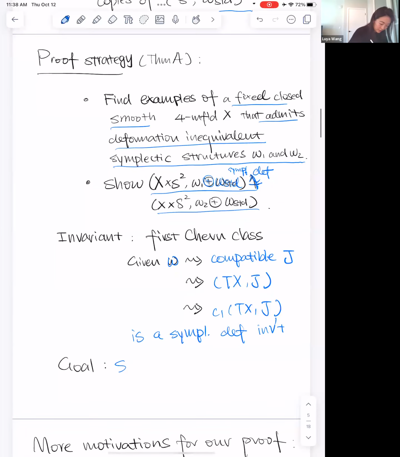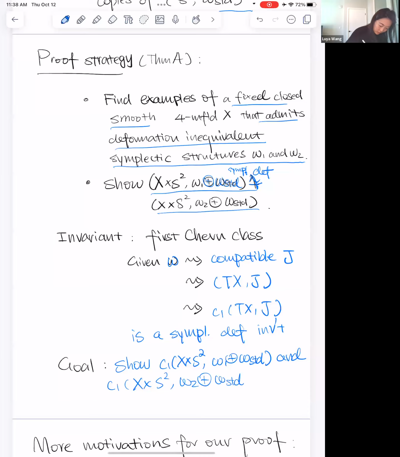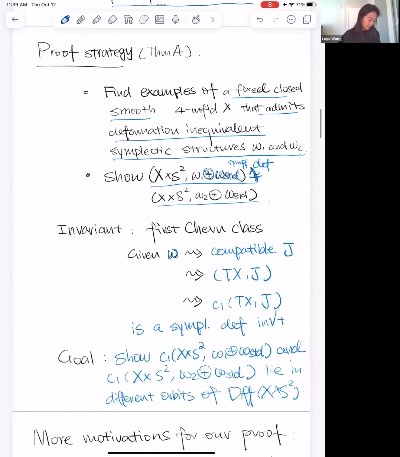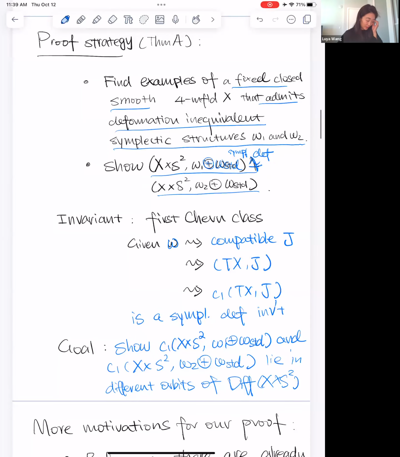Now the goal is to show, it will be sufficient if I can show C1 of X cross S2 with omega 1 stabilized with the standard form on S2, and C1 of X cross S2 with the second form stabilized with the standard form on S2, lie in different orbits of the action of diffeomorphisms of X cross S2, like the diffeomorphisms on the six-manifold. Okay, so this is the invariant that we use.